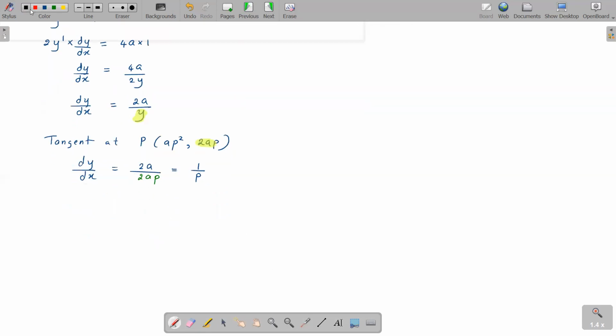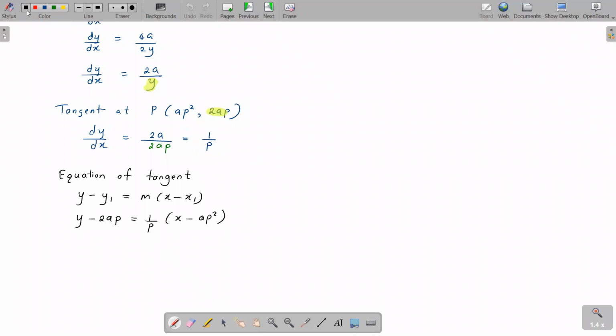Now let's get the equation of the tangent. So the equation of tangent is y minus y1 equals gradient times x minus x1. Y minus y1 is 2AP, right? Gradient is 1 over p. X minus x1 is AP square. Is that okay? Continue.